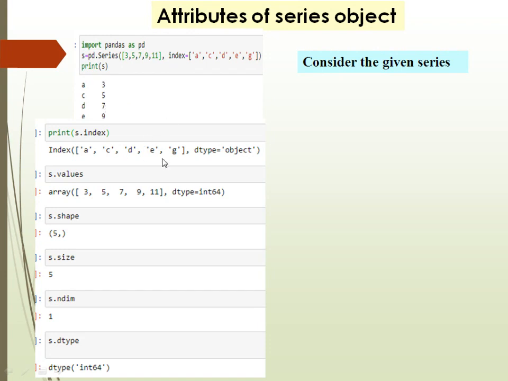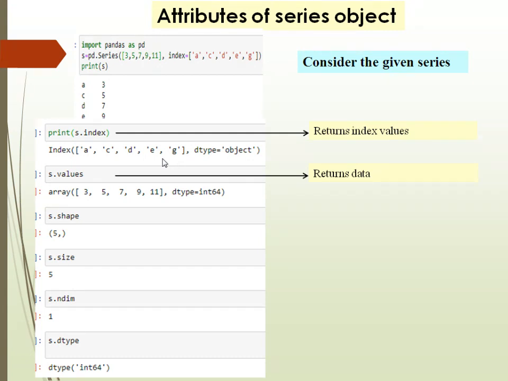So the first attribute of series is S.index. Yes, children, you have to remember this. S.index is going to display the index values. It returns the index values present in the series. Clear? Now S.values of course is going to display the data. Whatever array, whatever list you have made in the series is going to display here. So in the series I have 3, 5, 7, 9, 11, and it is displayed here.